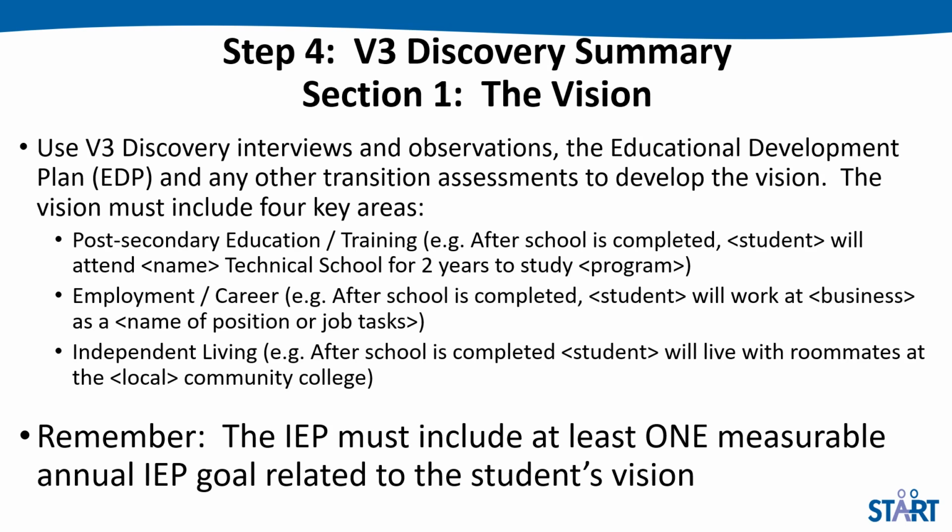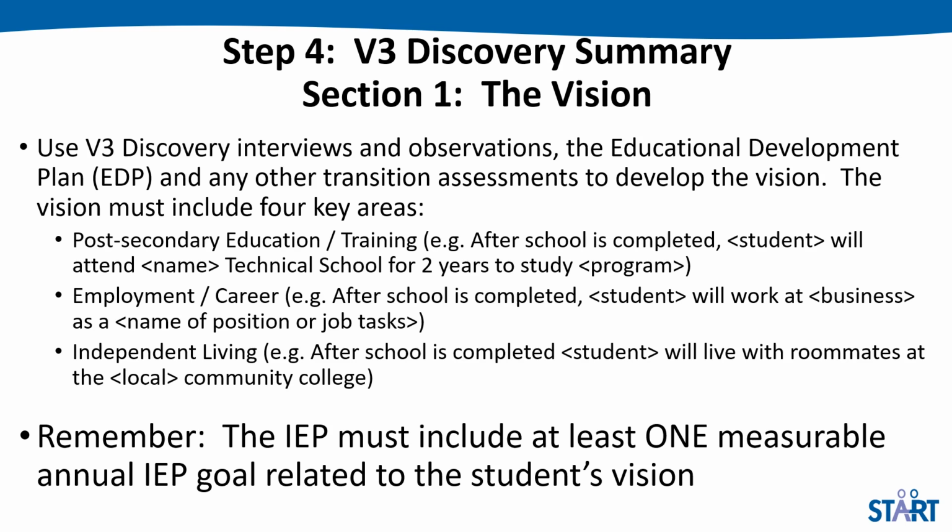And there's kind of 4 key areas we look at. One is the post-secondary education and or training. So what education and or training might the student need after school in order to achieve their employment goals? So that could be technical school, community college, university, etc. The second is really the primary focus of Discovery, which is what is the student's employment goal or career goal? And again, all of the information that you've collected should help inform what that career goal might be. And then, if appropriate, the data could also help inform independent living goals. So what does the student want to do in terms of where they want to live, how they want to live after school is complete?